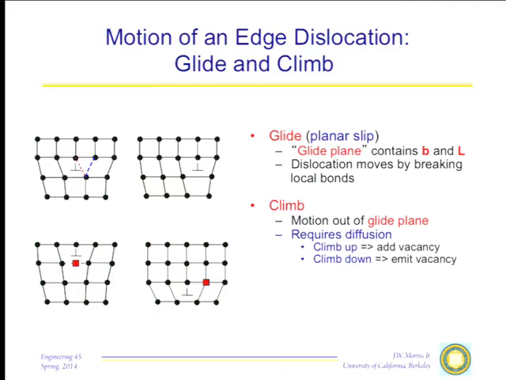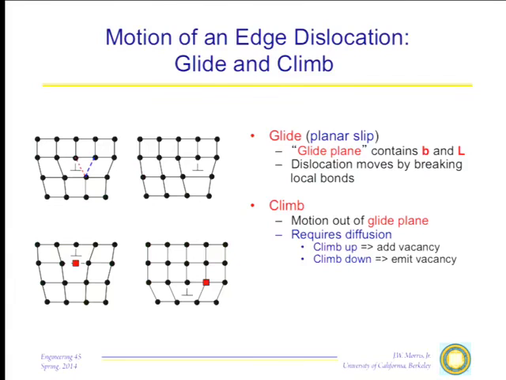This is an upward climb, and it is a process that requires diffusion. You've got to find vacancies, you've got to bring them over here, you've got to do this kind of deformation. Similarly, if you want to move the dislocation down, you've got a problem. To get the dislocation down one step, you've got to add atoms. The easy way for that to happen is for an atom to jump from here to here, leaving a vacancy behind. These two processes are called climb.